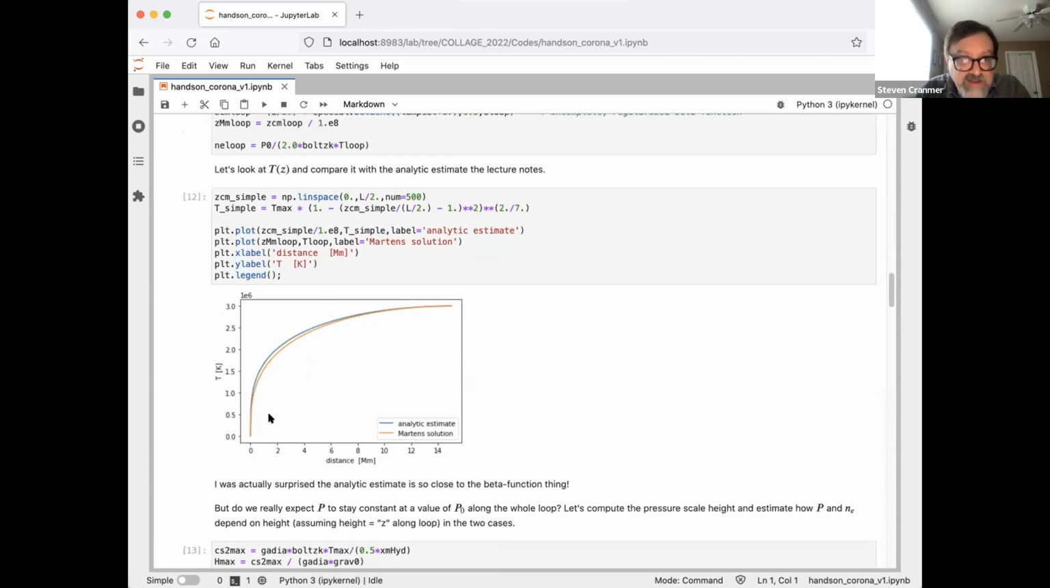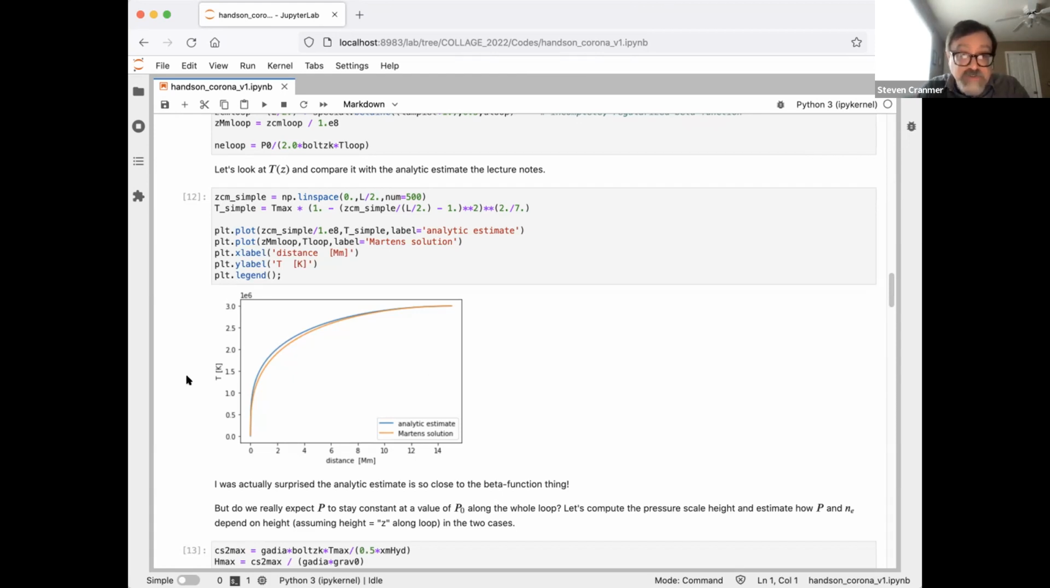And when you plot it, it's very interesting that when you compare it against the simple analytic model, that thing that started off as an inverted parabola, and then you take it to the 2/7 power, they look very close. So I was kind of surprised how well that inverted parabola thing actually does compared to the regularized beta function solution. So that's kind of nice.